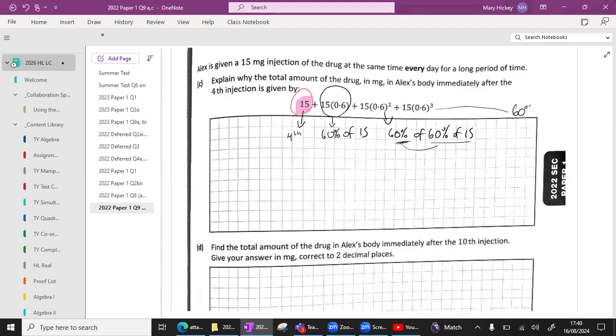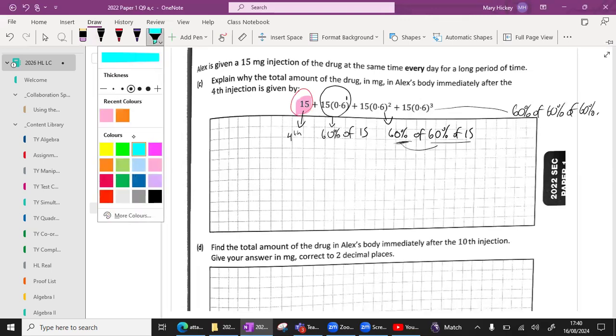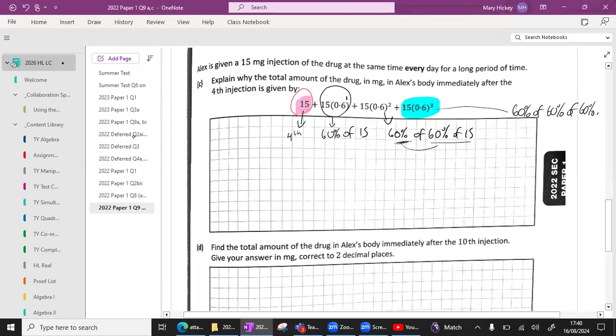You're getting 60% of the 60% that's left, of the 60% that's left. So that explains why we have a power of technically 1. I know it's not written there, but that's 1, power of 2, power of 3. So it's talking about your 4th injection, your 3rd, your 2nd, and your 1st. So by the 4th day, when you analyze your 1st injection, you only have 60% of the 60% of the 60% left by the time it gets to day 4.